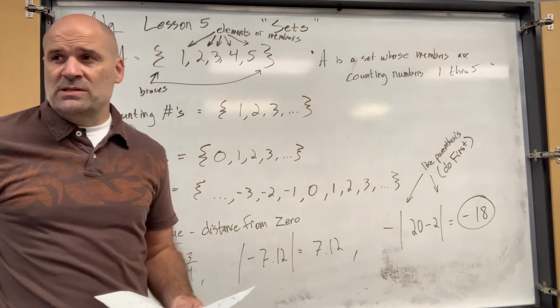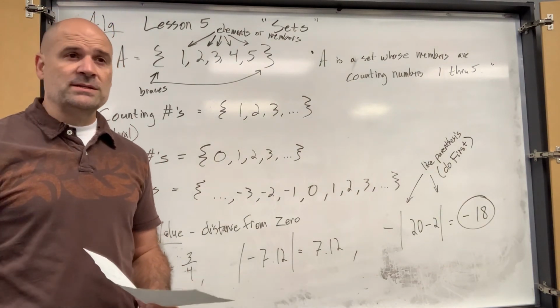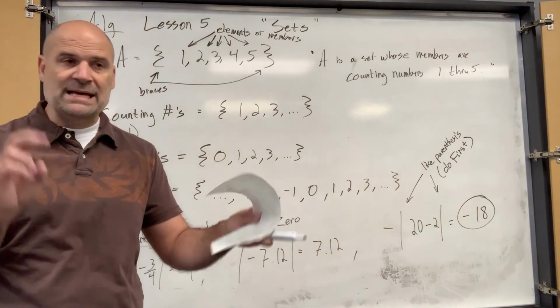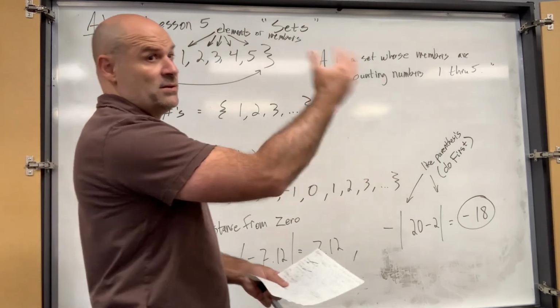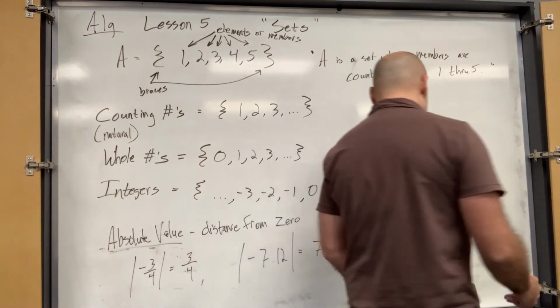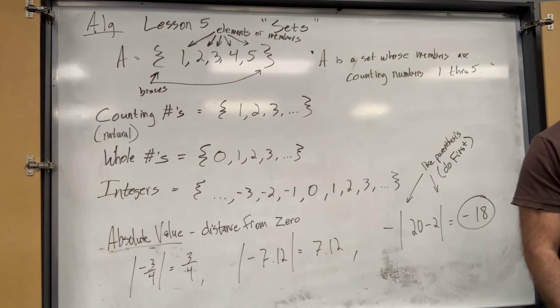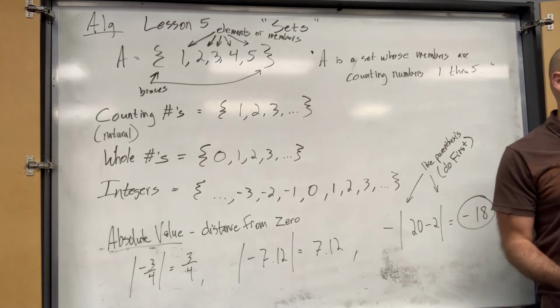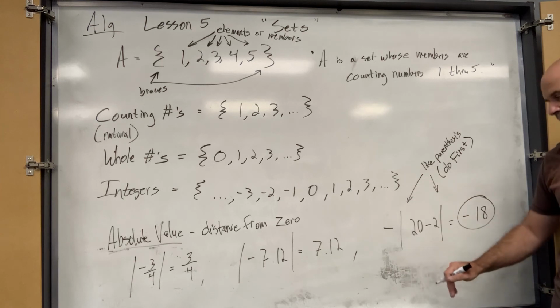So don't be weirded out by this. Even though this is an absolute value problem, your answer is still negative because the absolute value problem was nested or inside this overall problem. So when you put a negative sign on the outside of an absolute value problem, your answer will always be negative, right? Because this will always be positive.